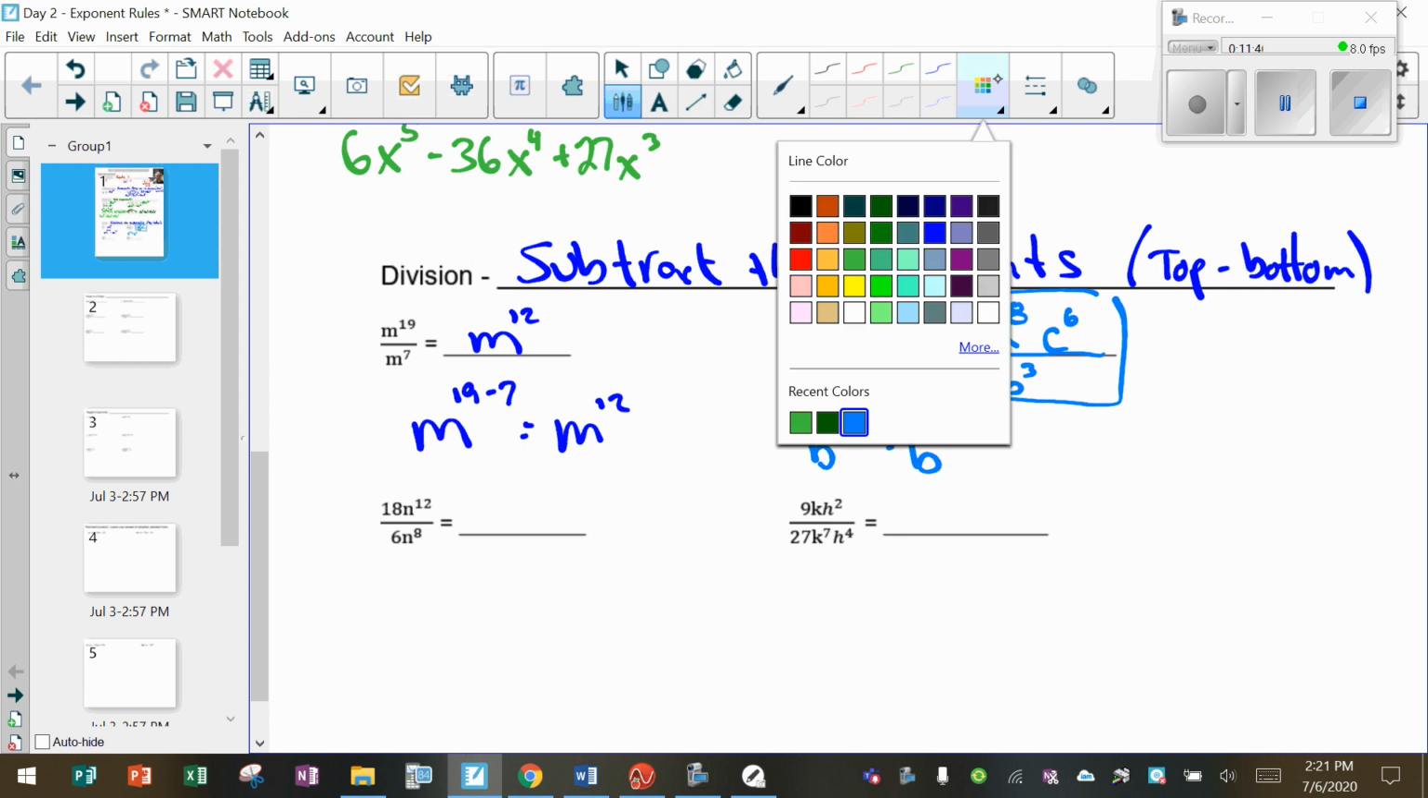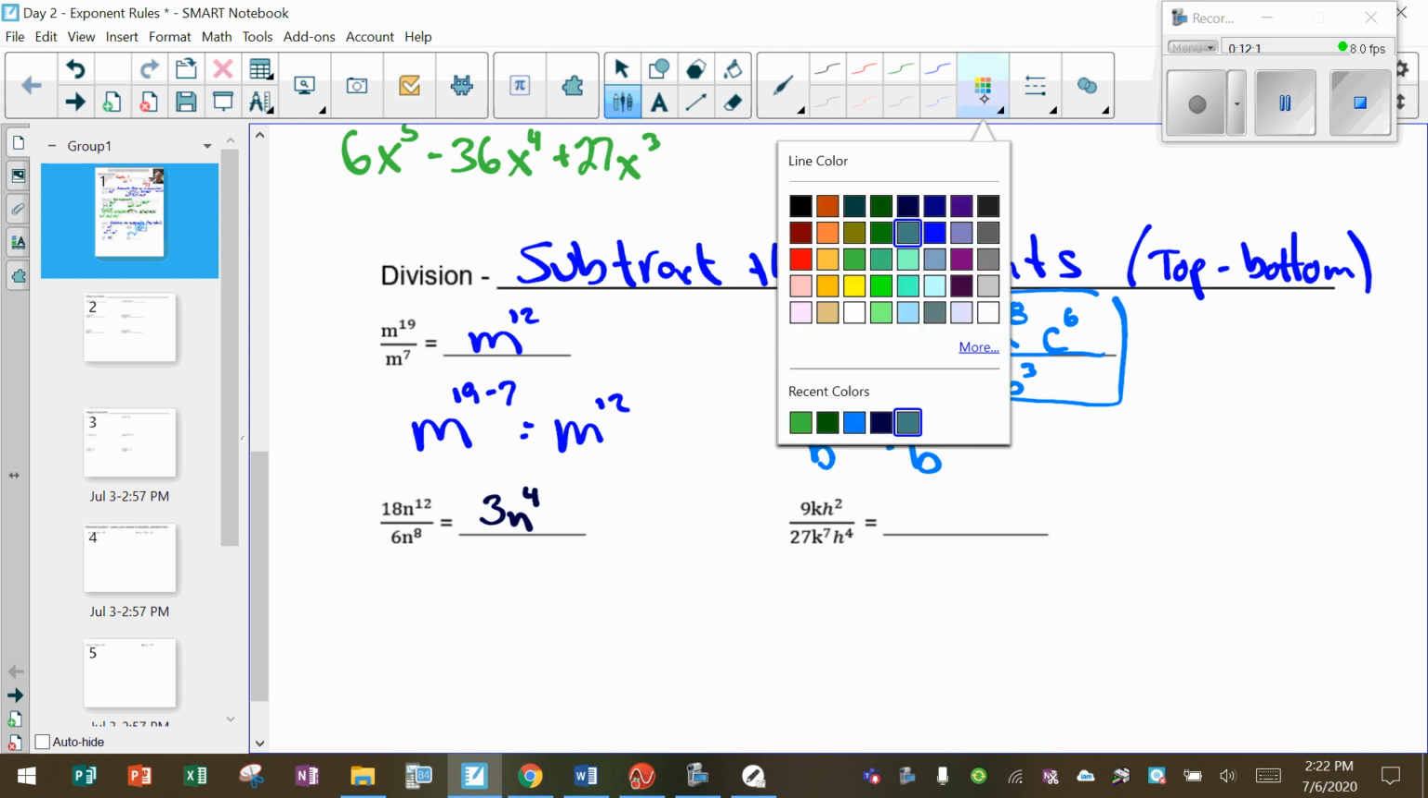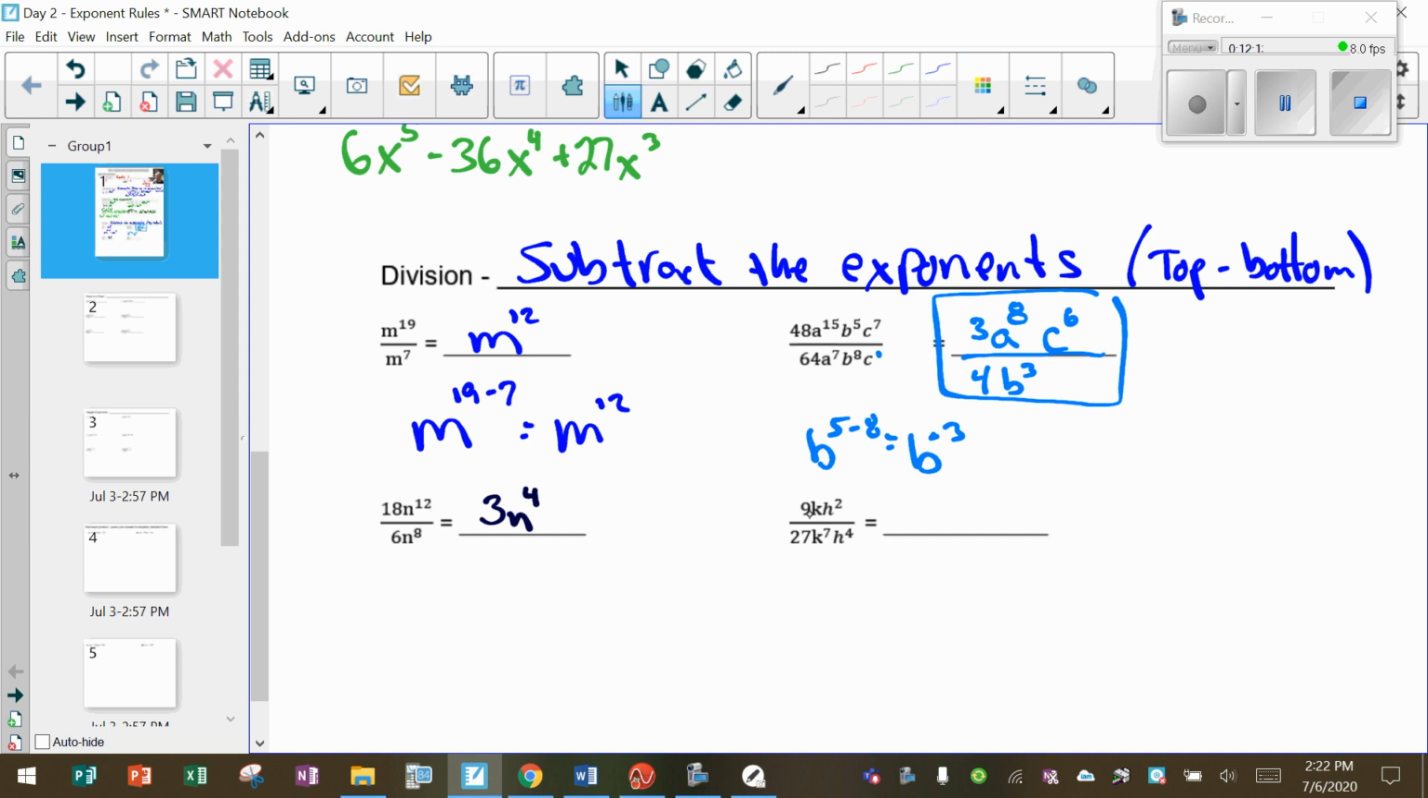All right, so pause it, try the next one, and then come back. We'll see if you did it right. Or pause it and try the next two, and then come back and see if you did it right. All right? Great. So 18 divided by 6, go to the calculator. Maybe you just know that it divides out to be a perfect 3. And then subtract the exponents. 12 minus 8 is 4. So 3 to the 4th. And then 9 divided by 27 leaves us with 1/3.